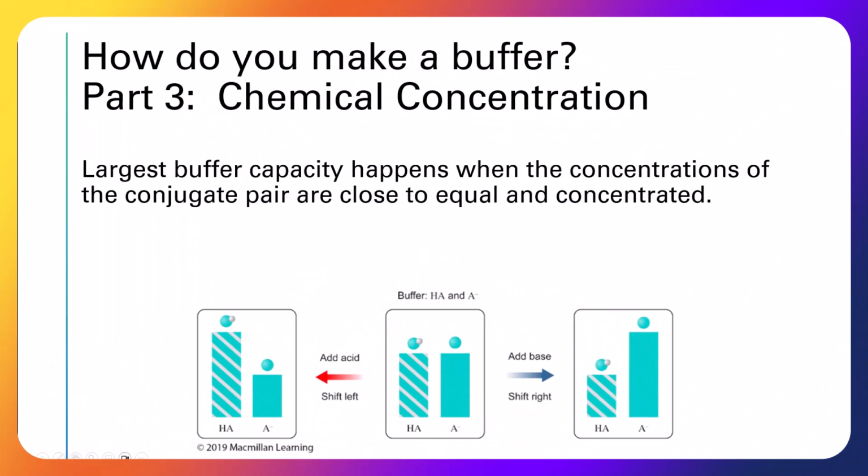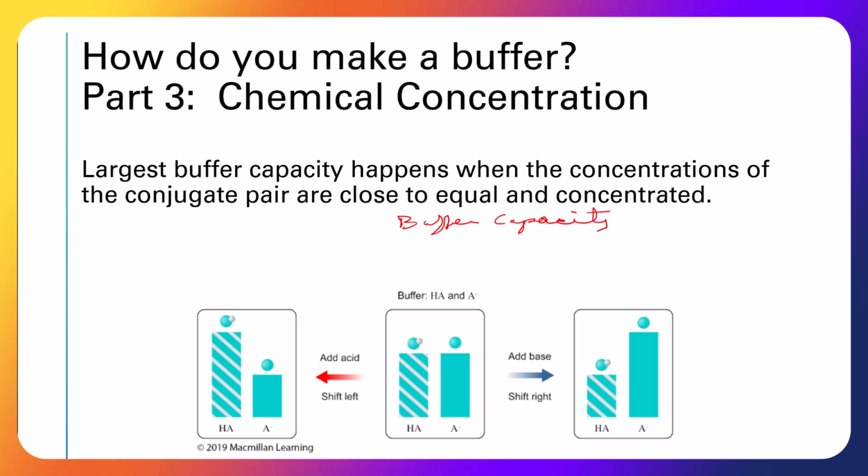So how do you make a buffer? The largest buffering capacity happens when the concentrations of the conjugate pair are close to equal and concentrated. That's so that you don't exceed the buffering capacity. So they don't have to be exactly equal, but the best buffers can absorb equal amounts of both the addition of strong acid and strong base. So that's the nature of the beast. So let's talk about buffer capacity.